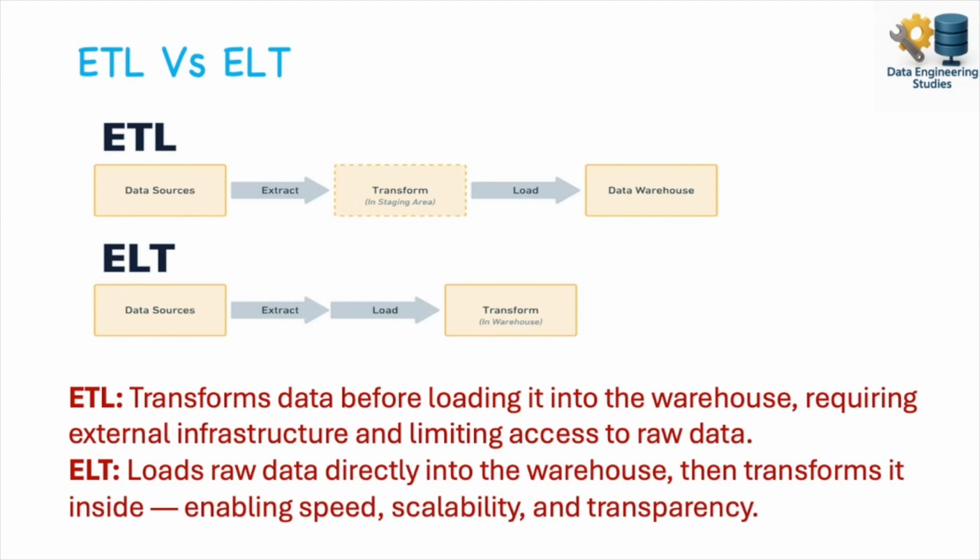It requires external infrastructure and makes it harder to access or trace back to raw data. Now let's compare this with ELT, that is extract, load and transform. In ELT, raw data is extracted and immediately loaded into the data warehouse. The transformation happens inside the warehouse using tools like DBT. Now let's see the ELT process.